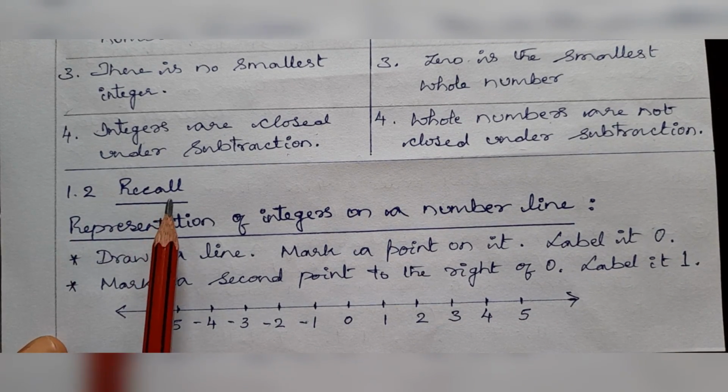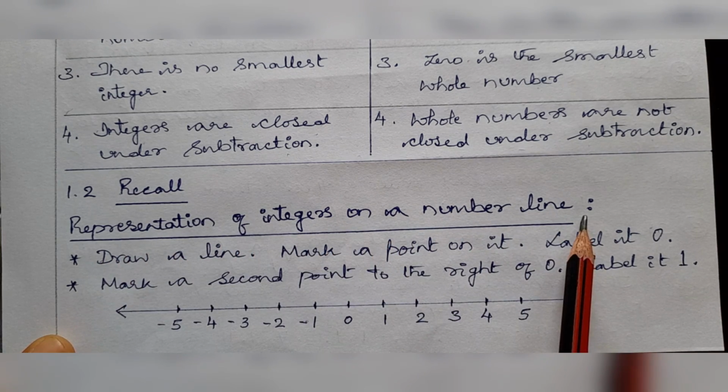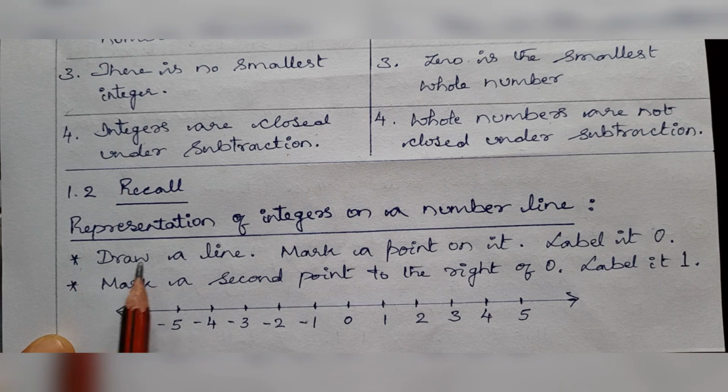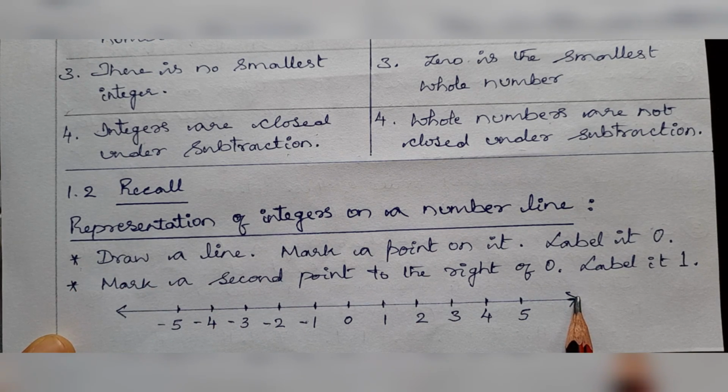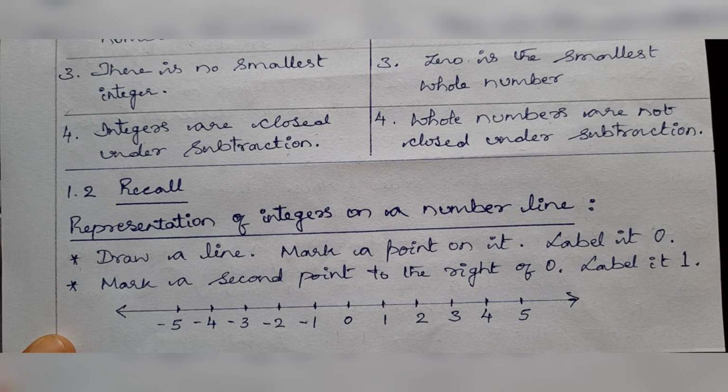Next, 1.2. Recall. Representation of integers on a number line. First point, draw a line. One line draw madbeku using a uniform scale, because all the distances are equal.